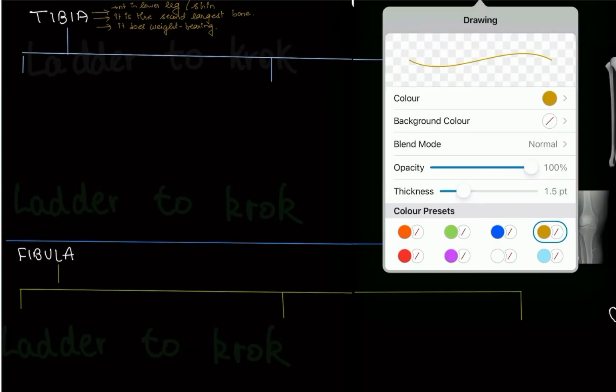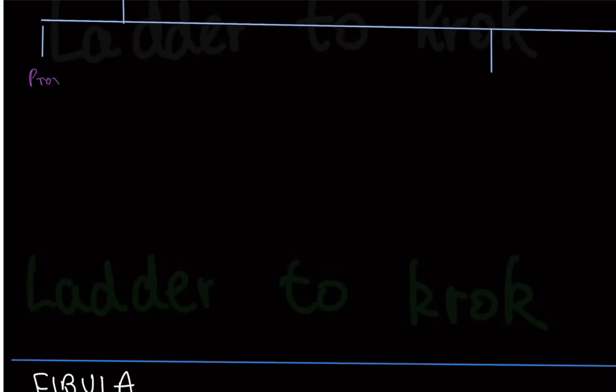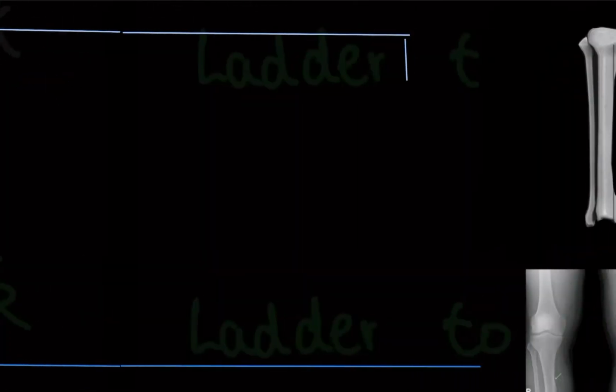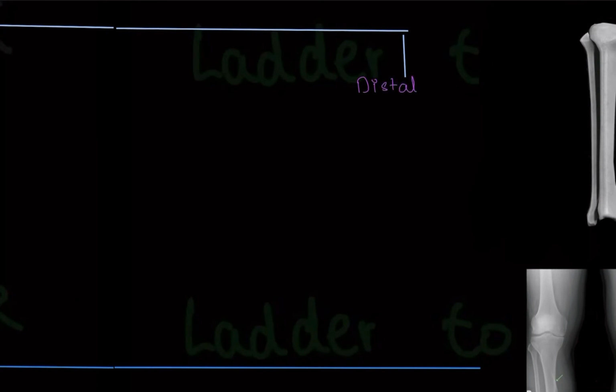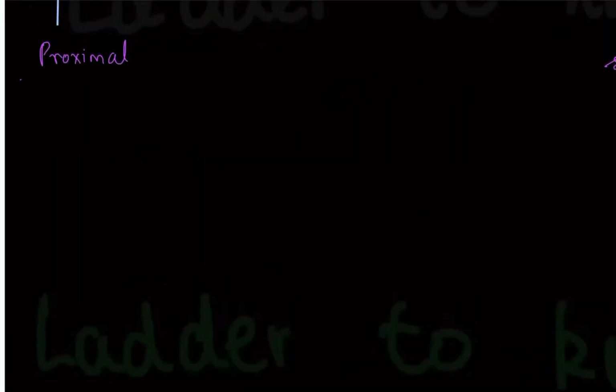Now let's move on with the parts of the tibia. The tibia is divided into three main parts: the proximal part, the shaft, and the distal part. First let's move on with the proximal part. The proximal part of the tibia has two condyles. What does it have? Two condyles. And which ones are these? A medial condyle and a lateral condyle.